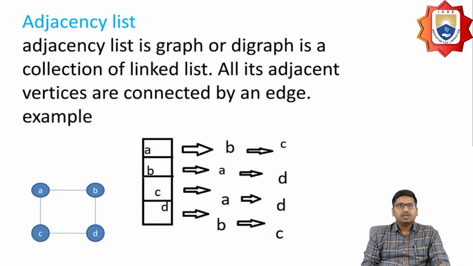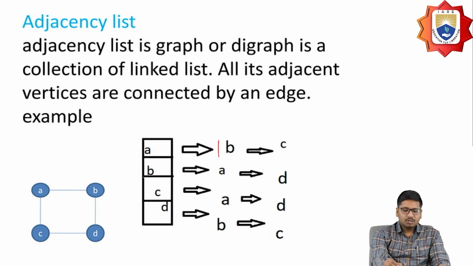Now the adjacency list. The adjacency list of a graph or diagram is a collection of linked lists, where all the adjacent vertices connected by an edge are listed. For example, here in this graph, I'm going to represent it in the form of an adjacency list. This should be the adjacency list.